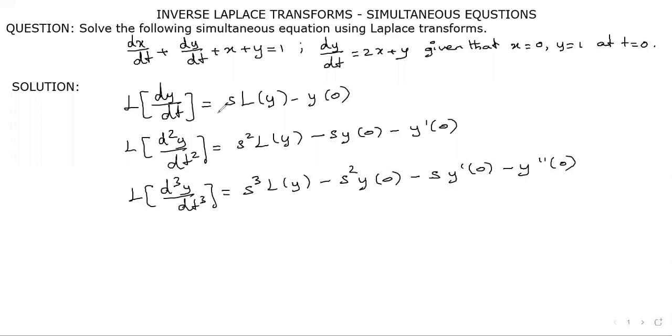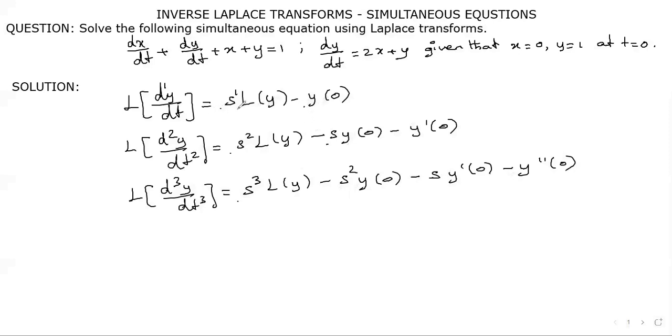See this difference. If you have the first derivative dy over dt, the power of s starts at s to the power 1. If you have the second derivative, similarly s will have the power 2. Similarly for d cube, s cube will be the start. And here, only the first term will be in the positive sense. The others will be in the negative sense. So to remember this formula is very, very easy.